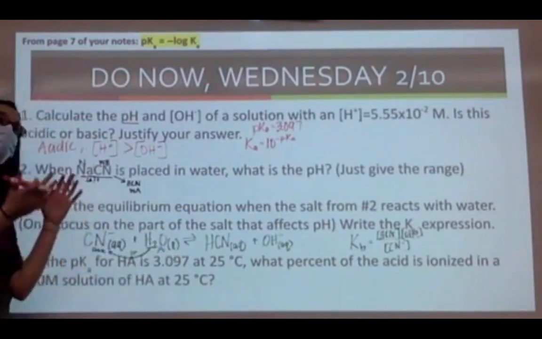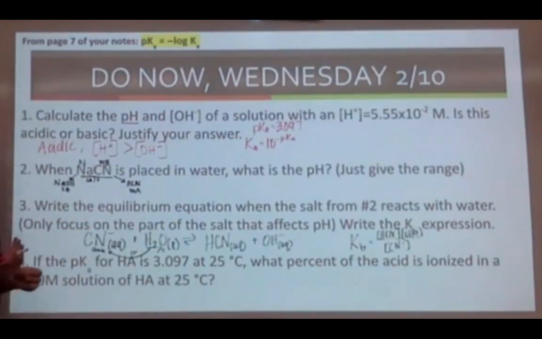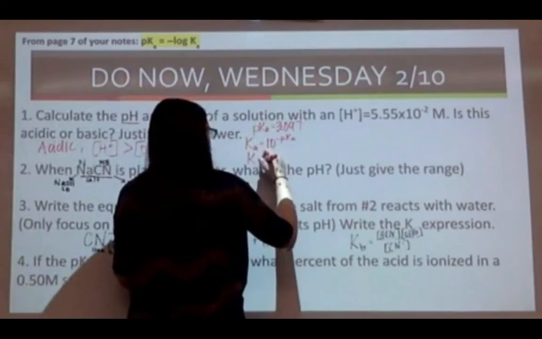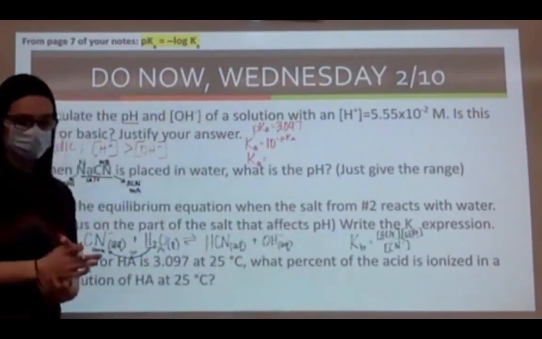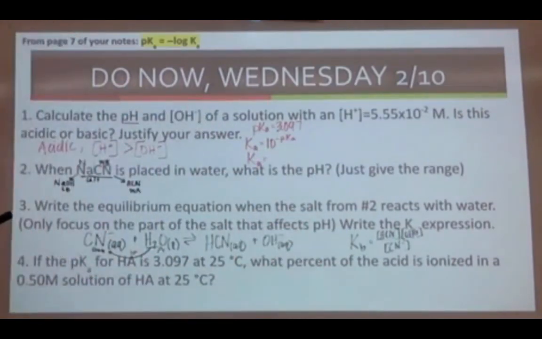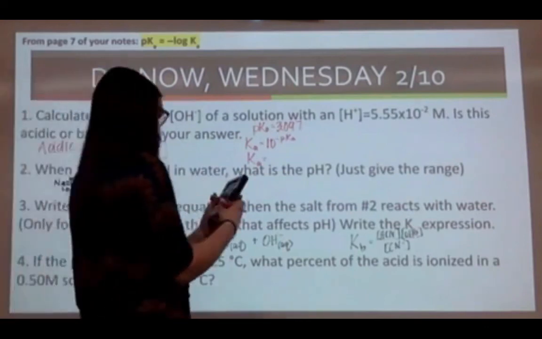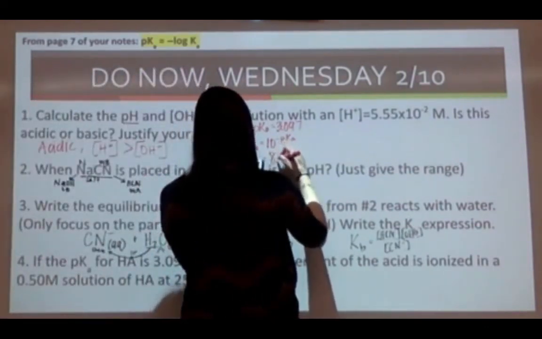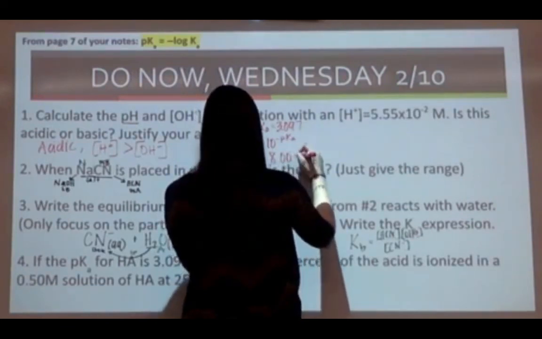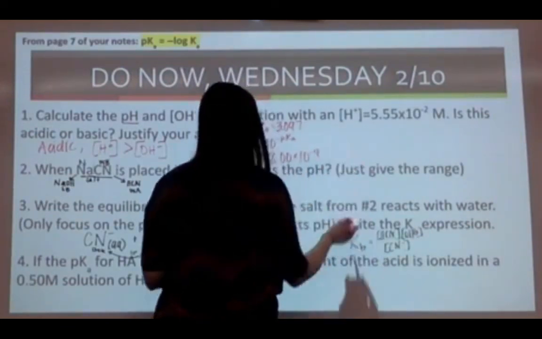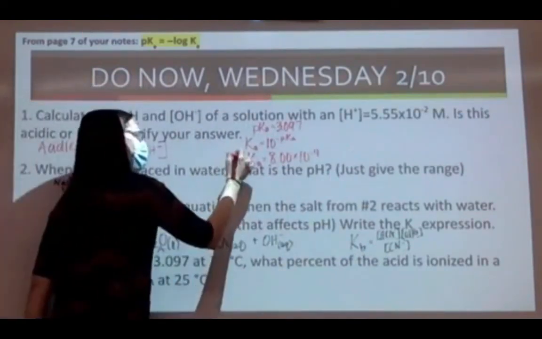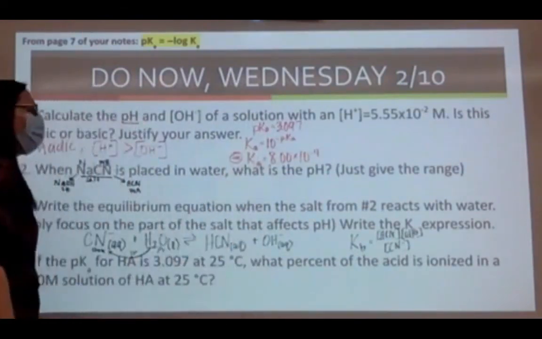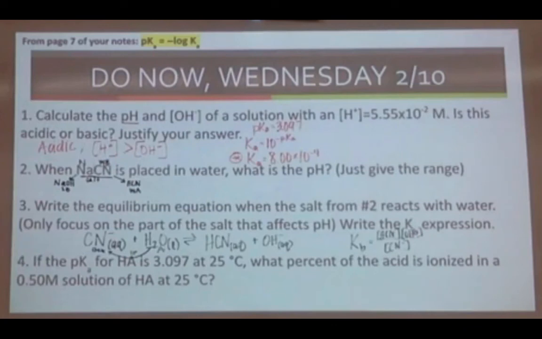Just like if we have H+ from pH. So the Ka value of this acid is 10 to the negative 3.097. What is that? Three sig figs: 8.00 times 10 to the negative 4th. There's our Ka, the Ka of our weak acid.